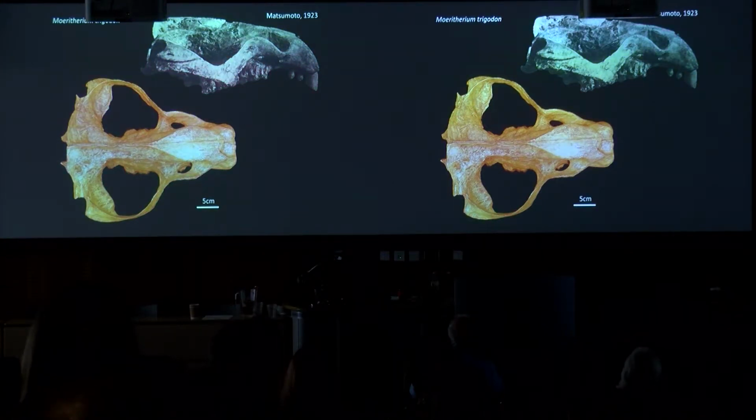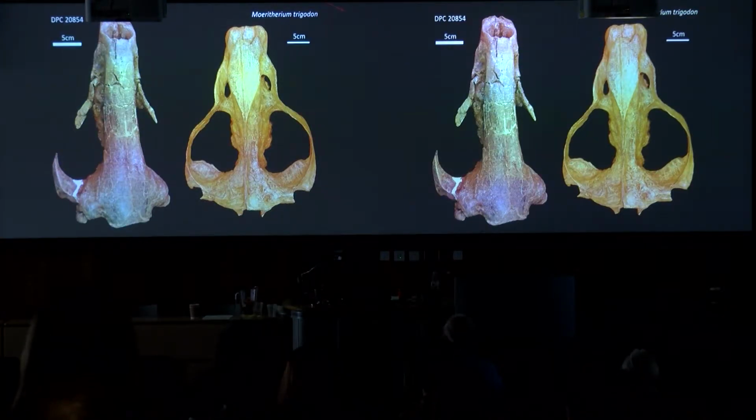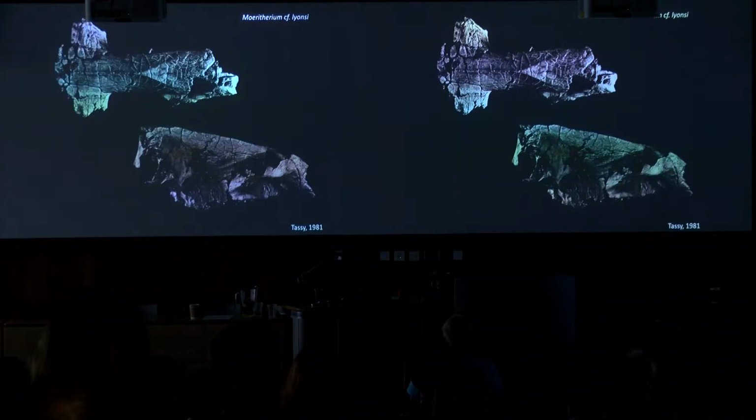So we really want to establish whether any of these 3 known species look anything like our new specimen. If we start with the youngest, Moeritherium trigodon, this is a reconstruction of its skull, and hopefully you can all see that there's quite a lot of differences here. I don't think I need to point out too much, but particularly the zygomatic arch is very wide and a different shape, and here the anterior part of the rostrum is quite different as well. So we don't think it looks anything like Moeritherium trigodon.